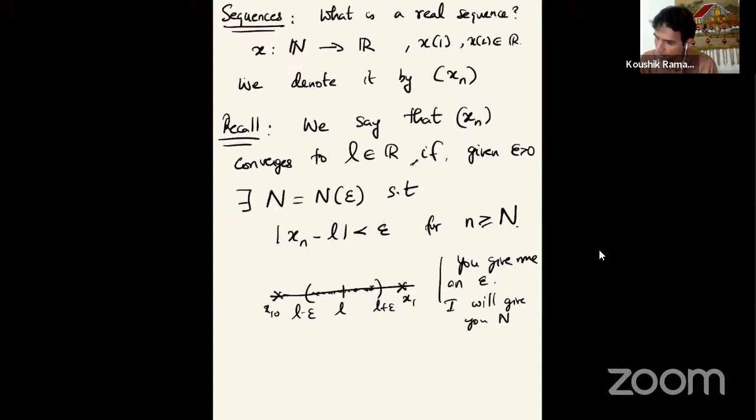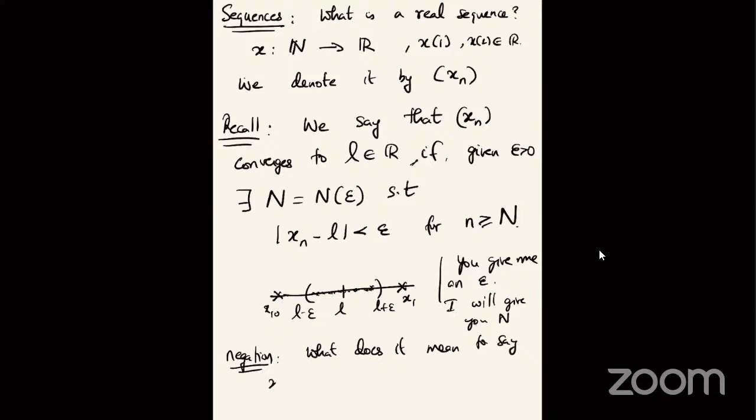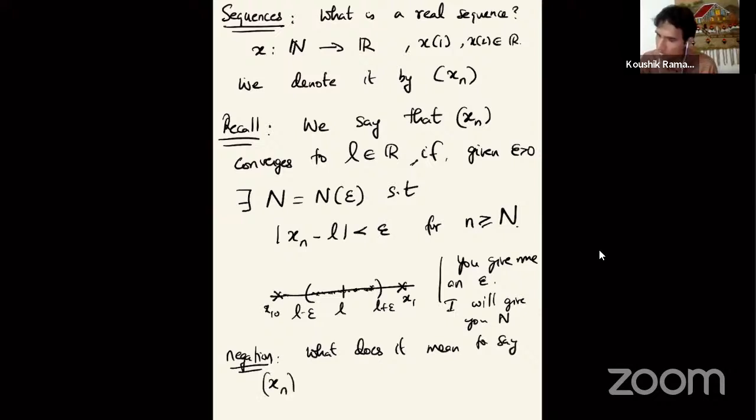Important here is to think of the negation of this statement. What does it mean to say that the sequence x_n does not converge?